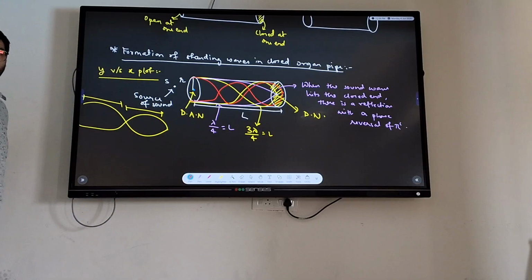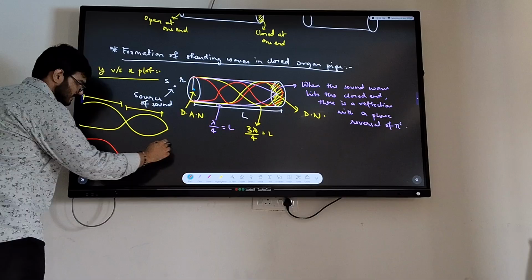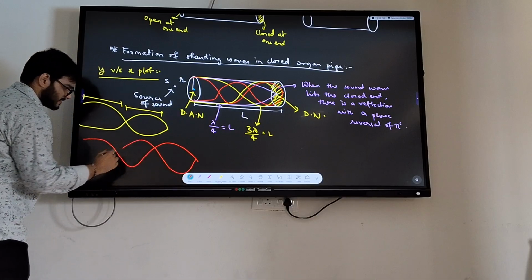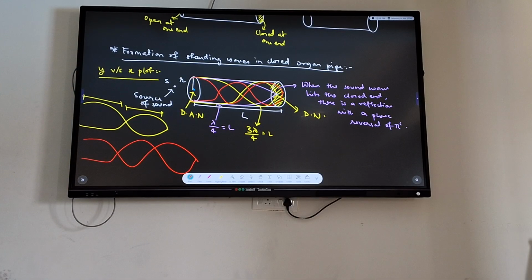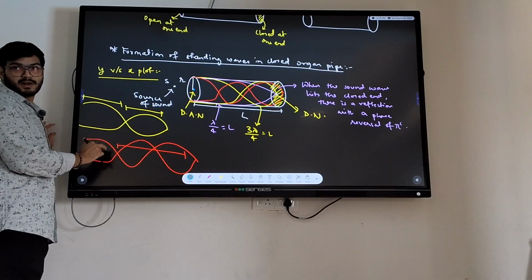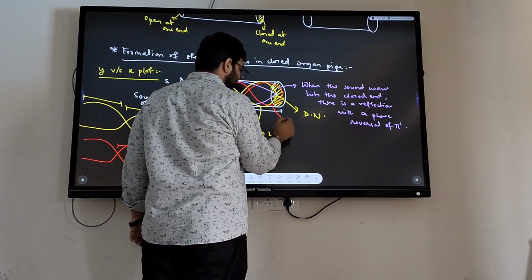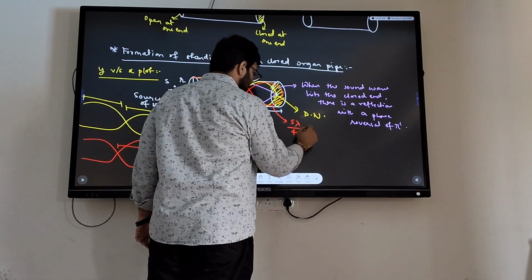This is another possible wave. Let me make it again so that it is clear to you. This is what I have made. What is the length of this one? Should be 5 lambda by 4, right? Because this whole thing is lambda, and there is a lambda by 4 again, so that will be 5 lambda by 4. What is the condition this time? 5 lambda by 4 is equal to L.